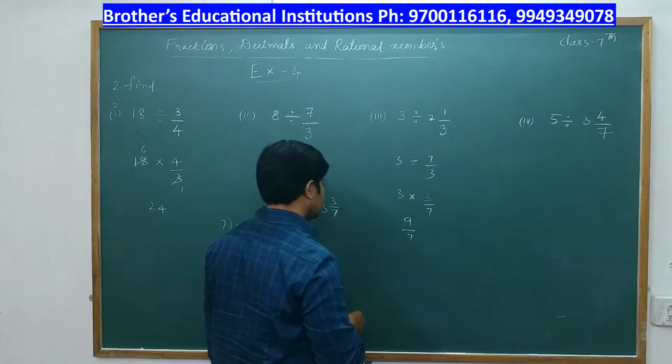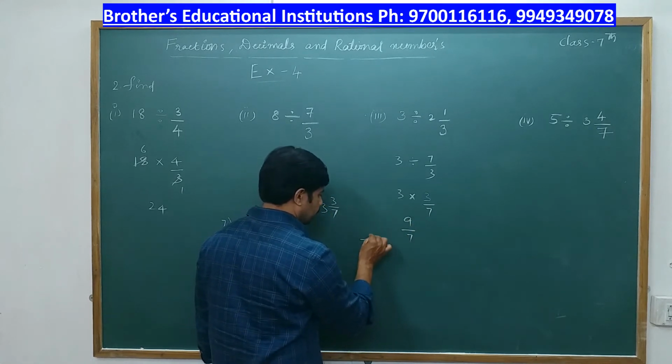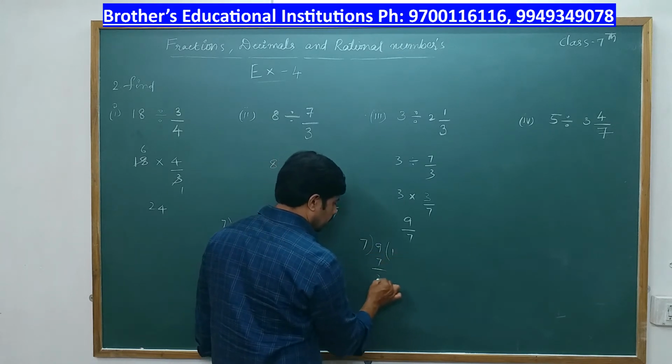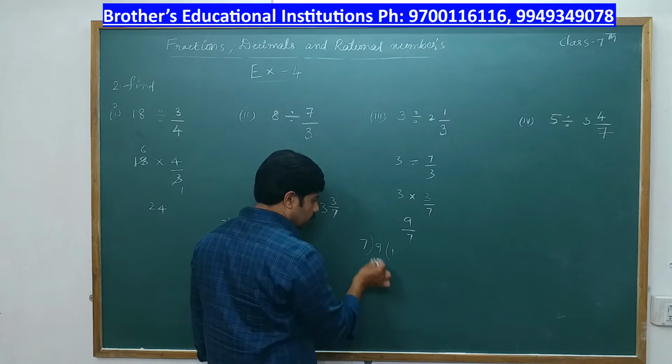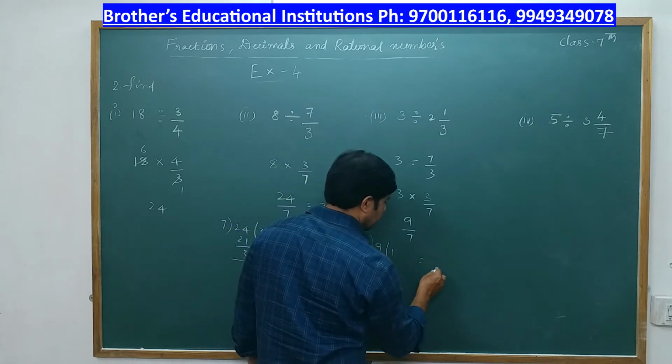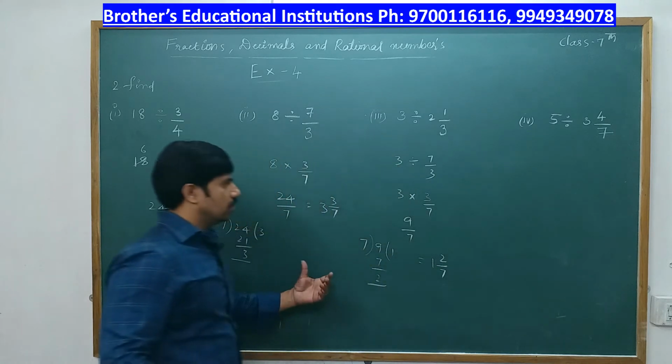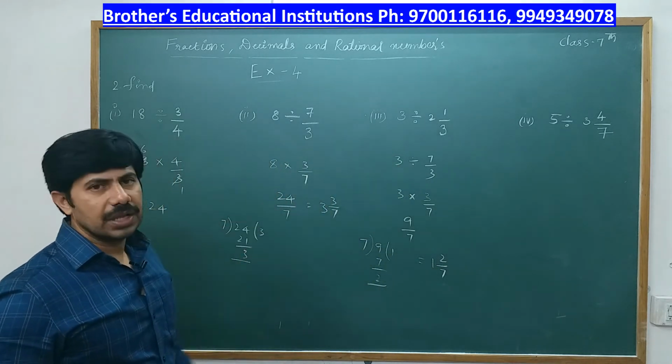Now I'll divide this. Okay, so if I divide, 7 ones are 7, remainder is 2. 1 2 by 7. So what is the answer we are getting? It is 1 2 by 7. Okay, so this is completed. We'll see the next one.